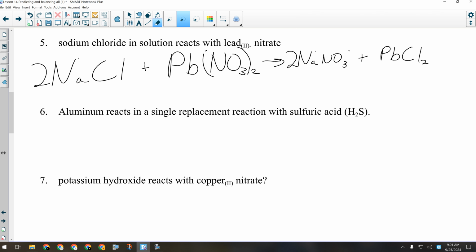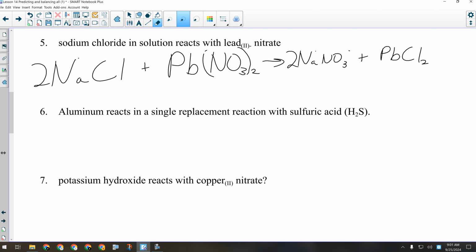Okay, go to my solubility chart. All right, now, I know sodium nitrate's soluble because nitrates are soluble, okay? But I got to check the lead. Oh, look at that. Okay, this would produce a what? It would produce a precipitate. That precipitate would be lead 2 chloride because according to my chart, it's not soluble.